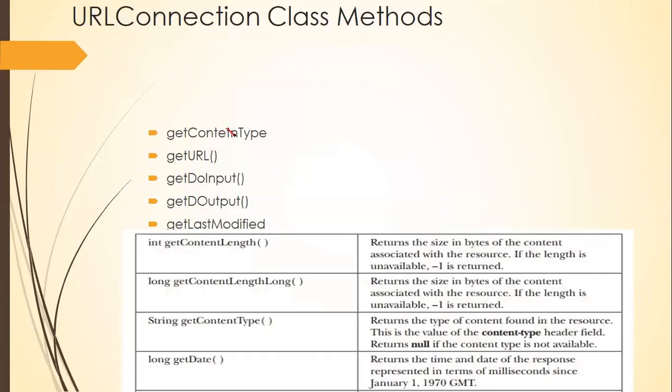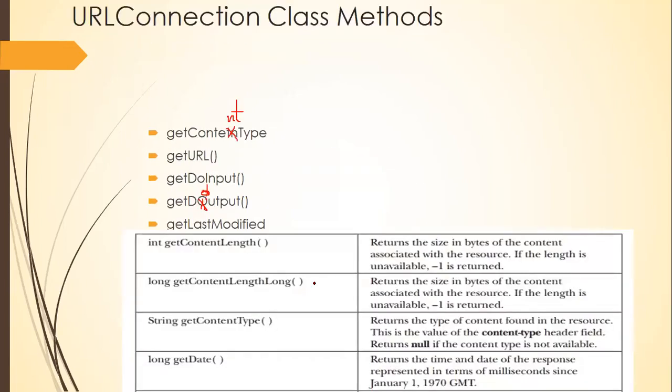You have a method called getContentType. We will see everything. Then you have methods called getURL, getDoInput, getDoOutput, with a capital O itself. Then getLastModified, getContentLength, getContentLengthLong, and getDate. So these are the various methods you will be using in your URLConnection class.